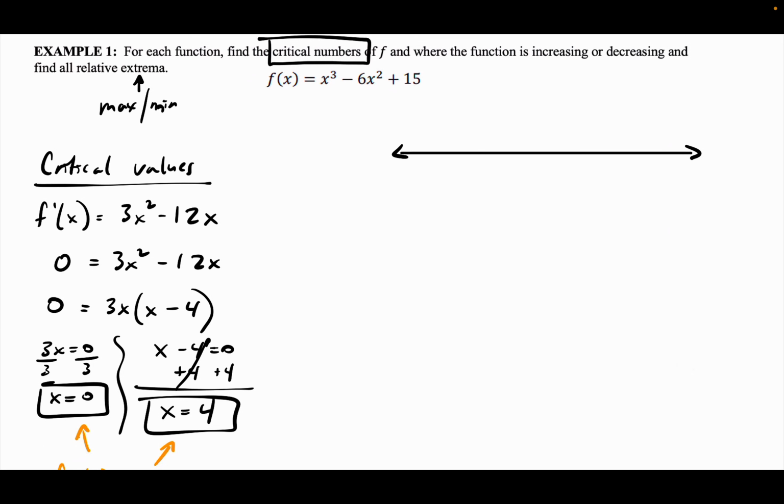What do we put on the number line? You put the critical values. Any critical value you saw, you put on the number line. 0 and 4, right? So I'm going to put 0 here, and I'm going to put 4 here, because that's where they appear on the number line.